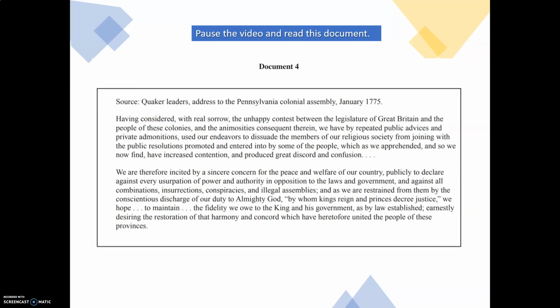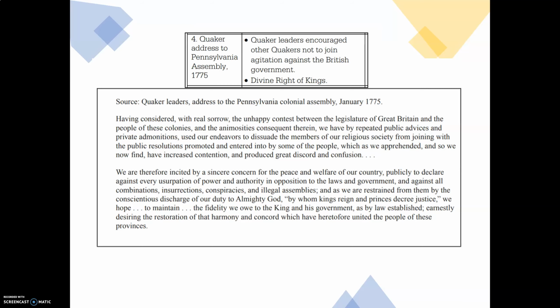And in this particular document, as we look at the content that you're drawing out of it, this is a statement that is basically telling the Quaker people to not join with anti-British sentiment. Okay, they don't join up with the Patriots. Stay peaceful, stay loyal, and that God Himself has ordained that kings should rule over the people. By whom kings reign and princes decree justice, we hope to maintain the fidelity we owe to the king. Right? Fidelity. We're going to be loyal to the king and his government.